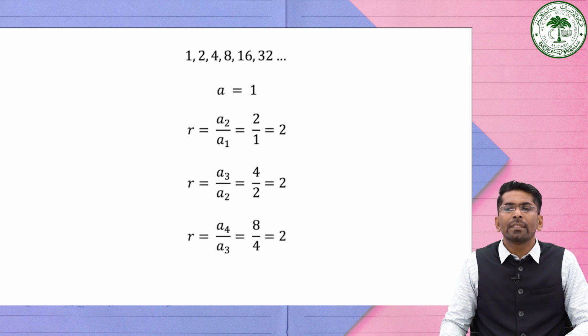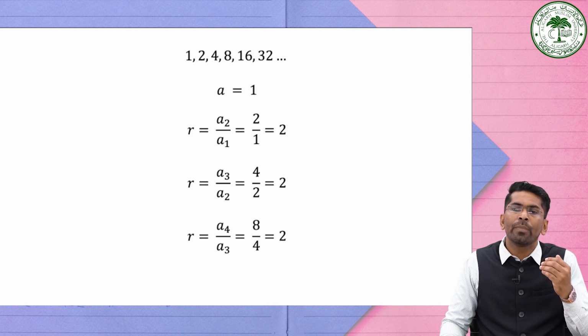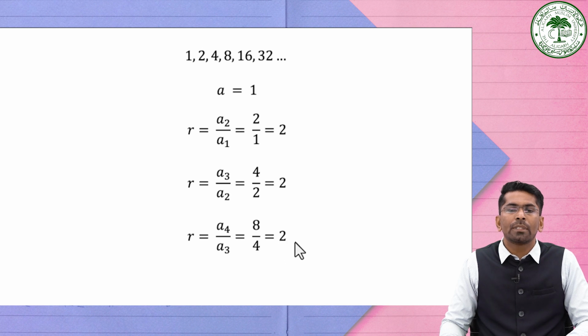So we can say that the common ratio r is obtained by dividing a term by its previous one, and this ratio of successive terms is constant. Here r is equal to 2, here also 2, here also 2. So the ratio of successive terms is constant, which is 2 in this particular case. Such a series is known as a geometric progression.